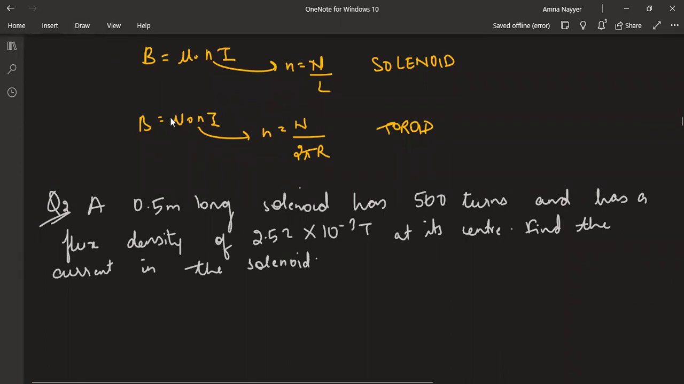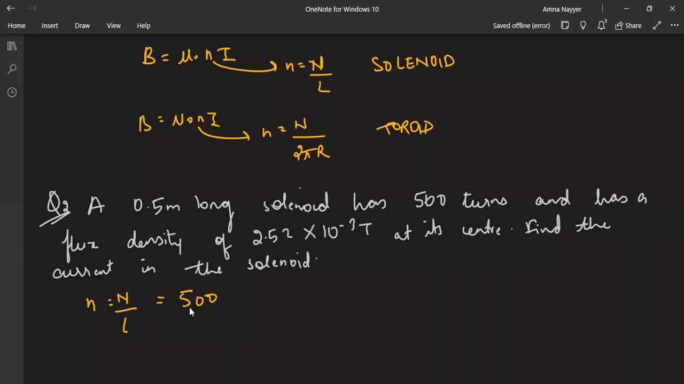Okay, class. So a 0.5 meter long solenoid has 500 turns and has a flux density of 2.52 into 10 to the power minus 3 Tesla at its center. Find current in the solenoid. See, number of turns per unit length you have to first calculate. This is a simple question. This is actually from your previous year. That's why I just wanted to discuss it with you once.